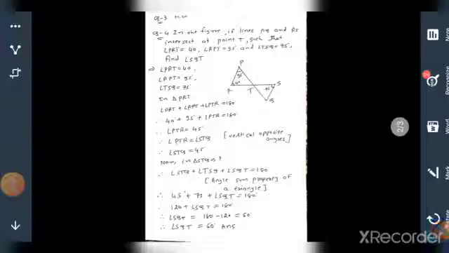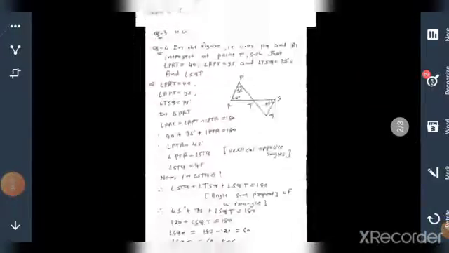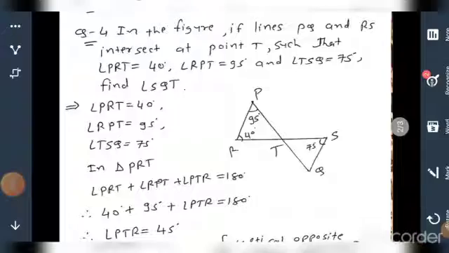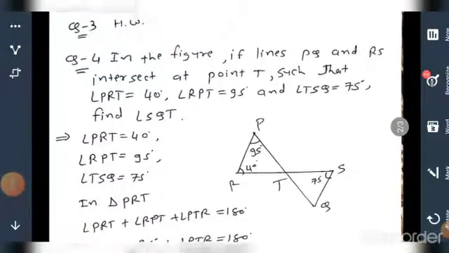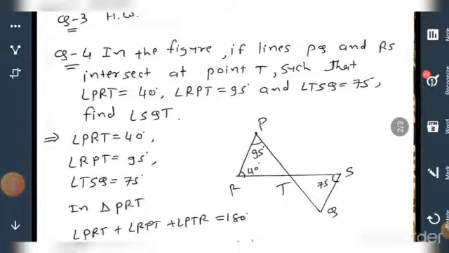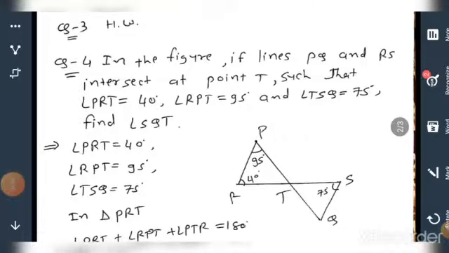Then after, in the next question, question number 3 is an easy example, so you have to try it in the homework. Let's begin with question number 4.